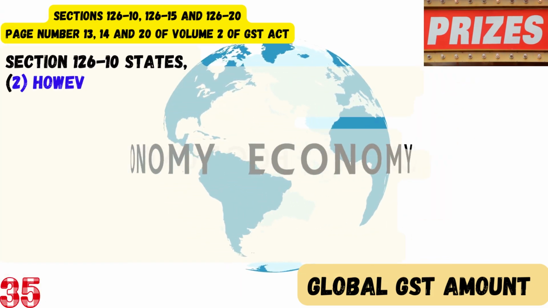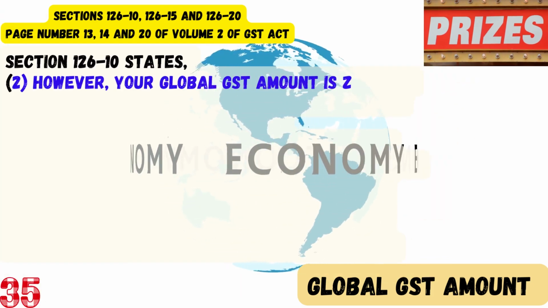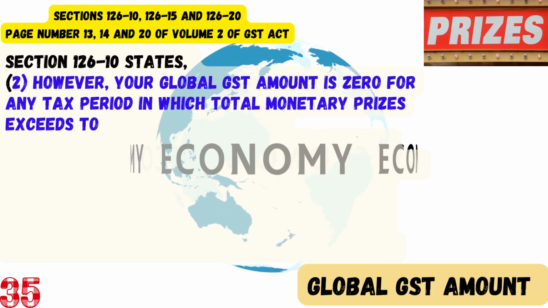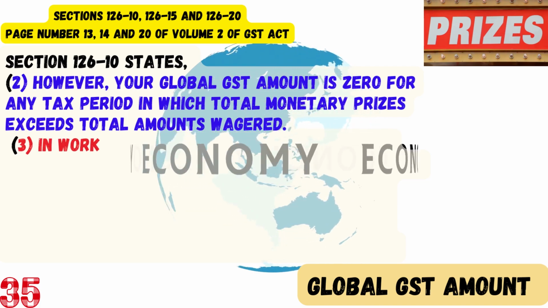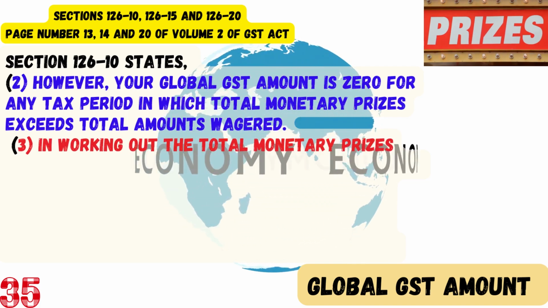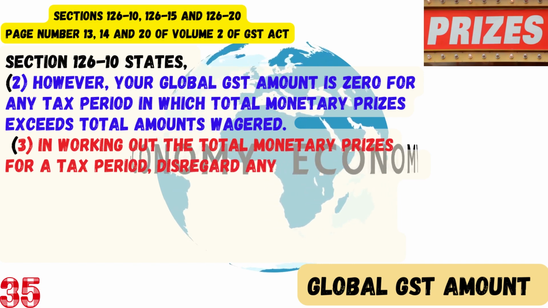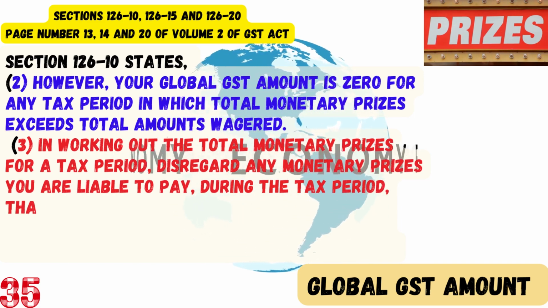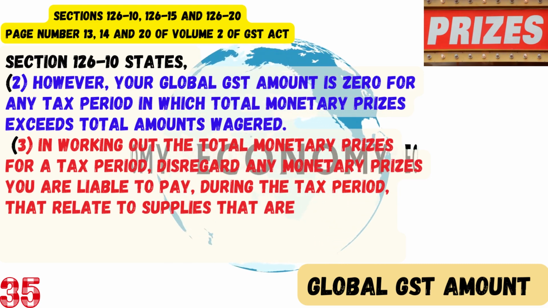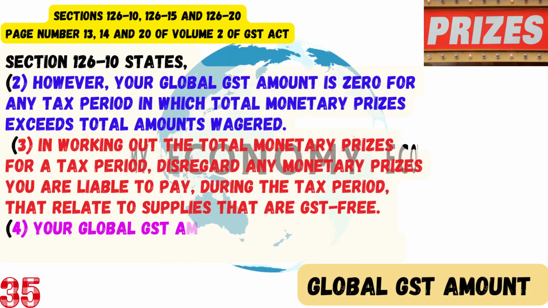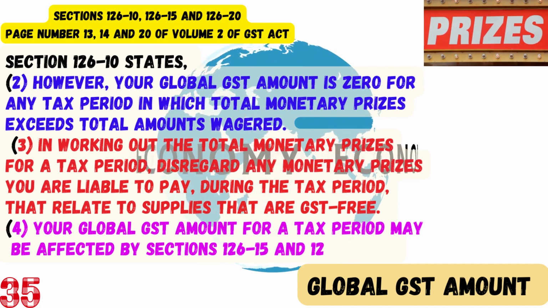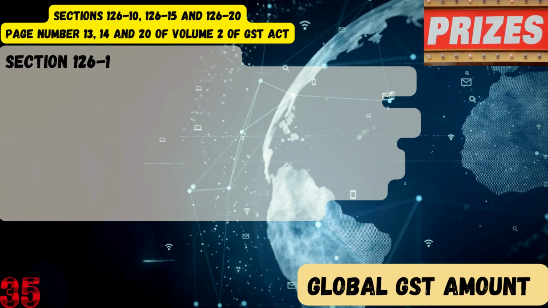2. However, your global GST amount is 0 for any tax period in which total monetary prizes exceeds total amounts wagered. 3. In working out the total monetary prizes for a tax period, disregard any monetary prizes you are liable to pay, during the tax period, that relate to supplies that are GST-free. 4. Your global GST amount for a tax period may be affected by sections 126 to 15 and 126 to 20.